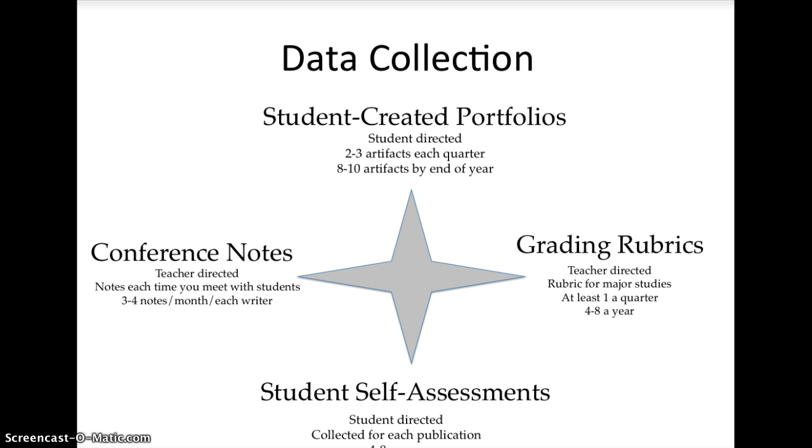That's on the student end. On the teacher end, you should be collecting conference notes, notes each time you meet with the students. So you should have about 3 to 4 notes per month per writer in your classroom. And then grading rubrics. These are rubrics for major genre studies, and I would aim to have at least one a quarter, so that by the end of the year you have at least four, but maybe 4 to 8 depending on how many different genres you can teach.